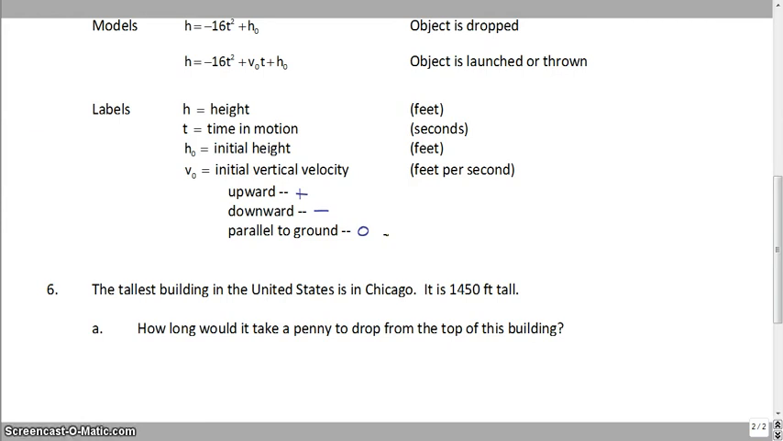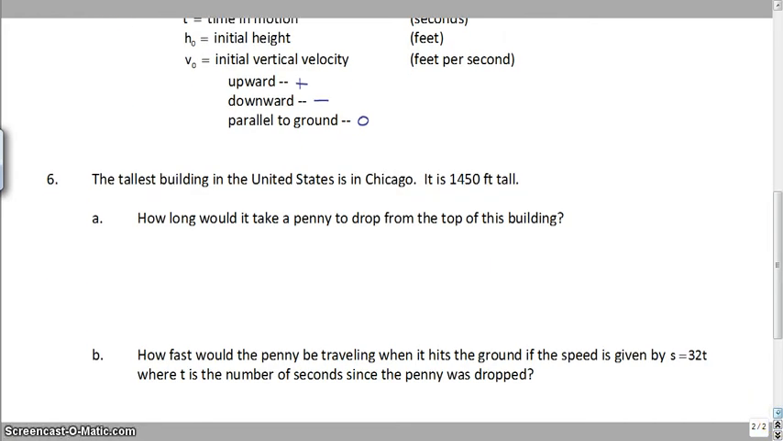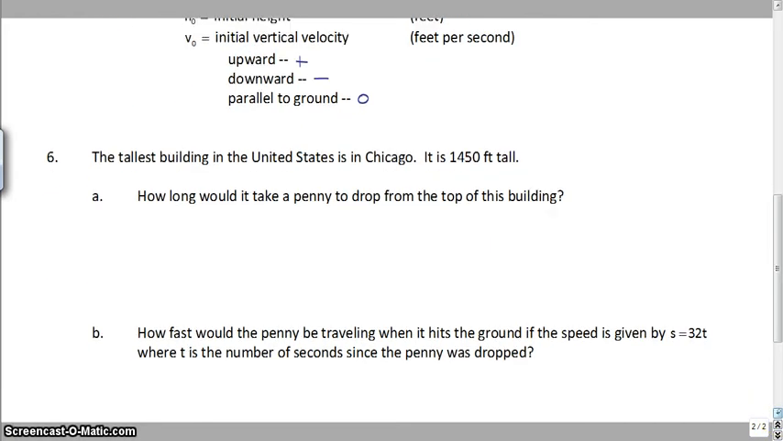Okay? So, let's go. The tallest building in the United States is in Chicago, and it is 1,450 feet tall. How long would it take a penny to drop from the top of the building? So, keyword, drop. So you are going to use your drop formula, which means the final height is equal to negative 16t squared plus your initial height. So then 0, your final height, is equal to negative 16t squared plus your initial height of 1450.